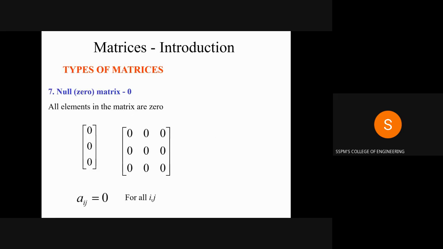So what is a null matrix or zero matrix? Zero matrix means all elements in this matrix should be 0. All the entries are 0. See, this matrix is 3 cross 1. For this matrix, the order is 3 cross 3. So these matrices are null matrices or zero matrices. All the entries should be 0.